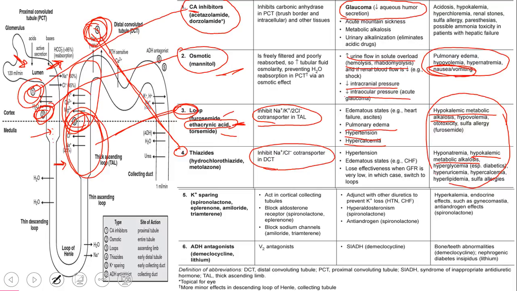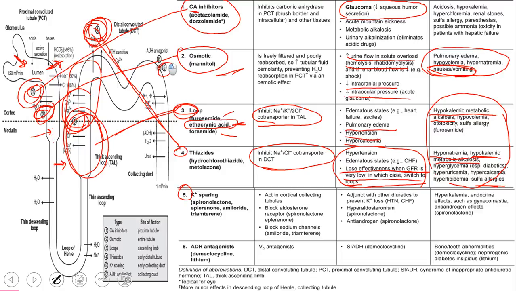And the side effect is going to be hypertension, edematous, not side effect, excuse me. It treats hypertension, edematous states. They lose effectiveness when GFR, glomerular filtration rate, is very low, in which case switch to loops. Hyponatremia, all that stuff. You can read it. Chat about sulfa allergies.